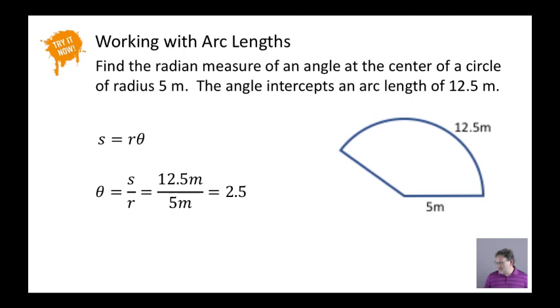So the length of the arc is 12.5 meters. The length of the radius is 5 meters. If we divide those things out, we get 2.5. 2.5 what? Yes, this is 2.5 radians, once again. Radians don't really have a unit, do they? You can see all the units canceled out there. We just have 2.5. 2.5 is, in this case, radians.